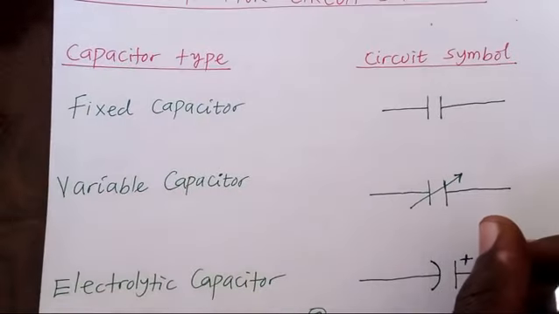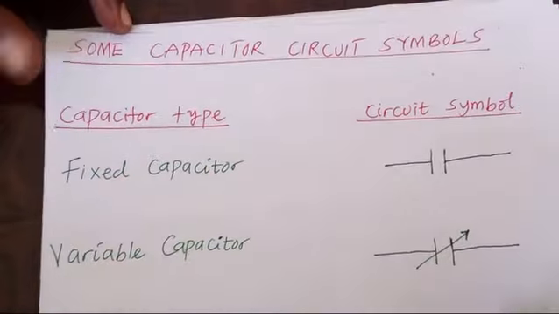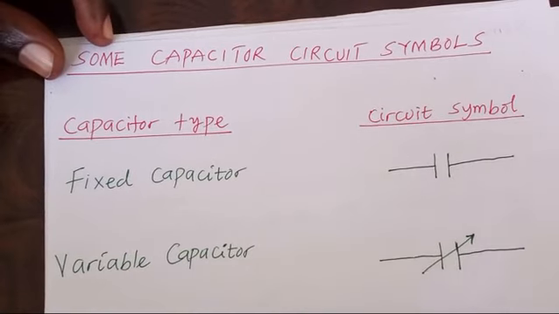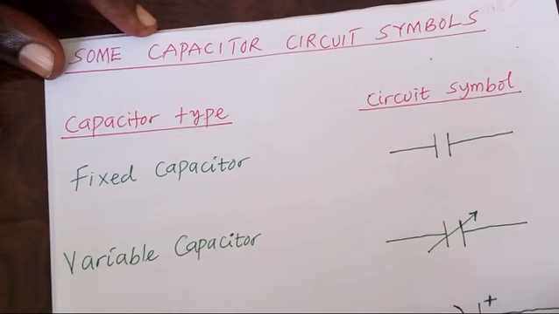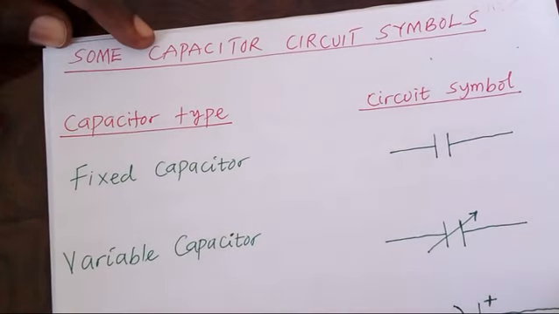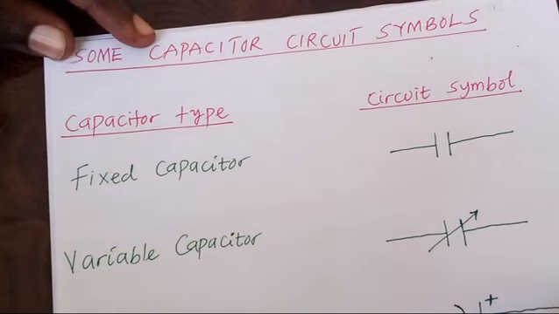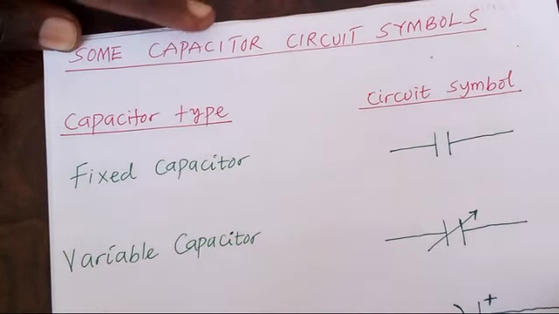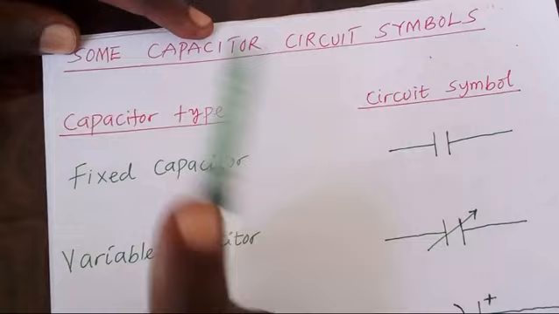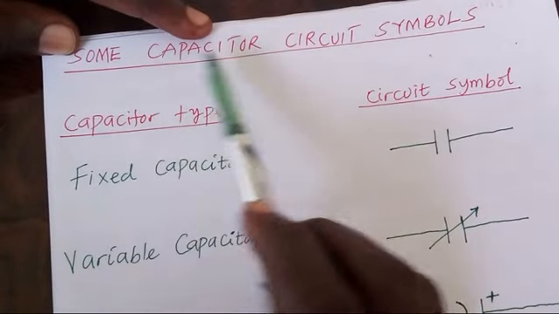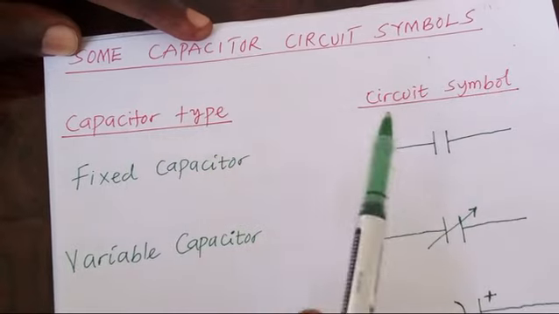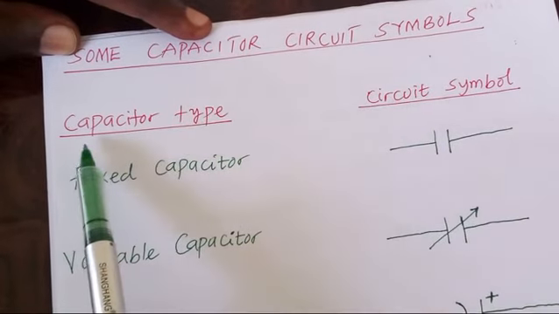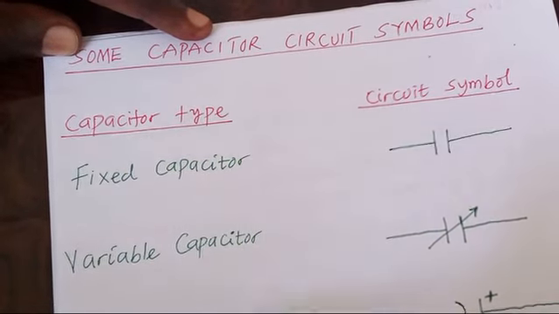Moving on, now how do we recognize a capacitor in an electronic circuit? If we are given a circuit and we want to identify a capacitor, how do we do that? It has some symbols. This is why we say some capacitor circuit symbols. Now it depends on the type of capacitor. We have a few of them here.